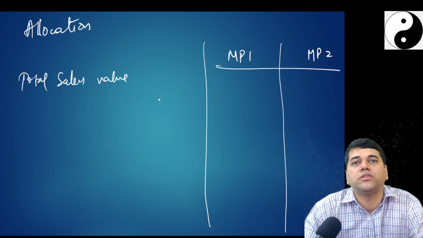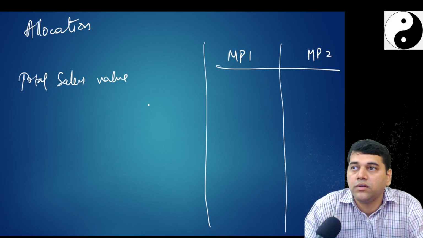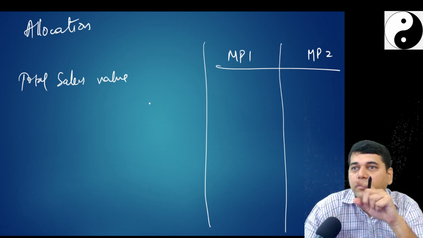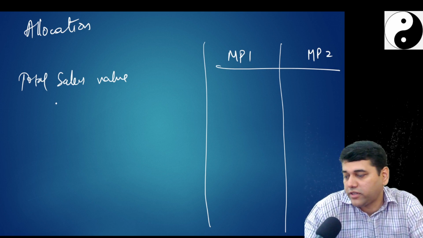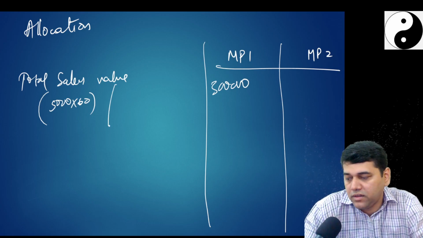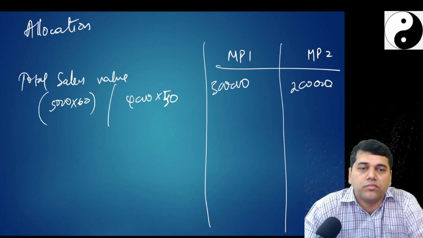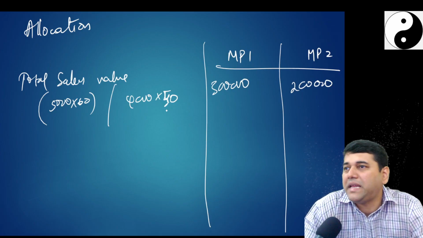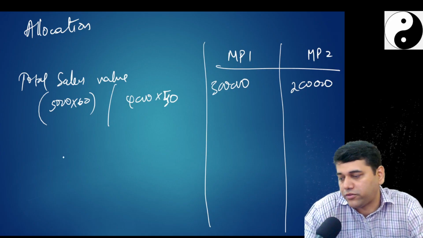You can't allocate based on the sales price per unit. Followed, no? Why? Because it's like that building example in impairment. Life of the building 10 years, another building 20 years. You are going to take a weighted average. So what is the total sales value? 5,000 units into 60 for MP1, 3 lakh. 4,000 units into 50, 2 lakh. This is the weighted average number. If you take 60-50, it is a very plain ratio. This ratio is better because you are considering quantity also.